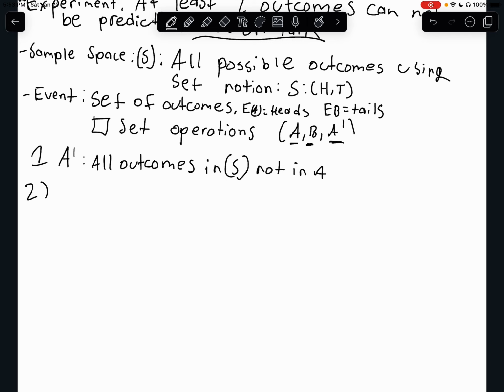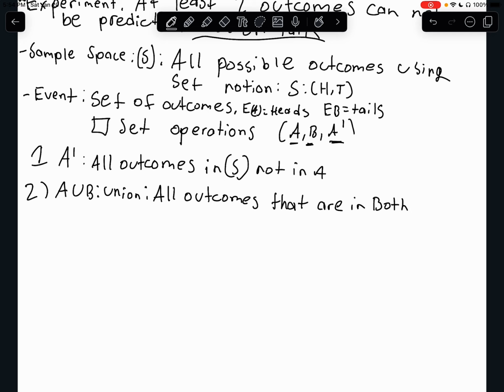Second one, we have A union B. This is what we call a union, which means all outcomes that are in A or B or both. Let me write this a little bit better. I'll highlight this one because we have to make sure it's in A or B or both.